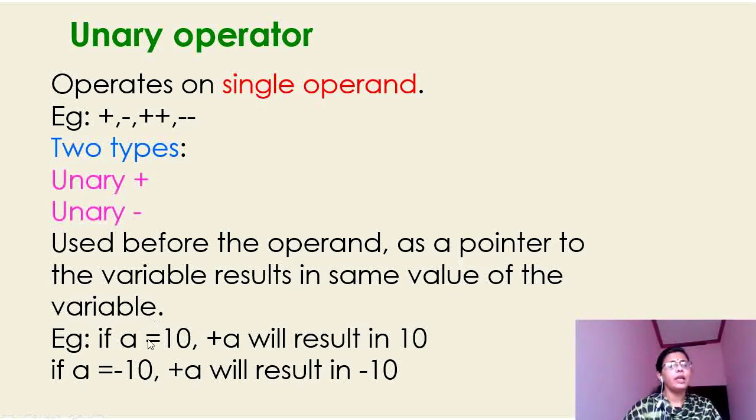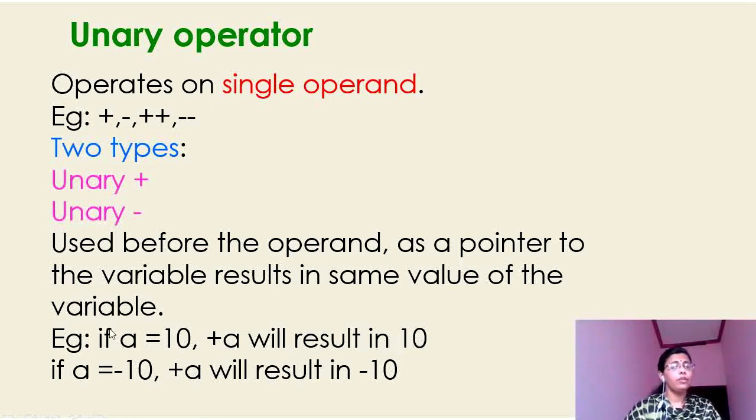For example, A is 10, right? If I write plus A, you can see this operator plus and only one operand A. So this operator is working on a single operand, so I call it a unary operator. And here you have two types: unary plus and unary minus. Unary plus A. If I give plus A, what happens? The result will be 10 itself.